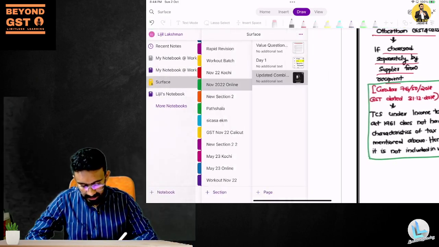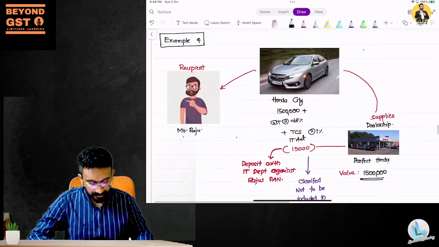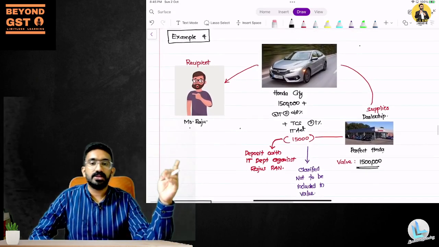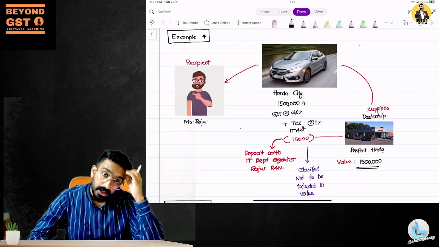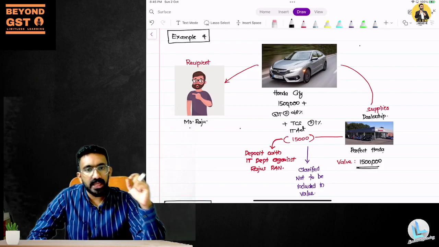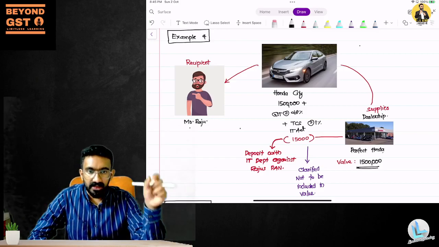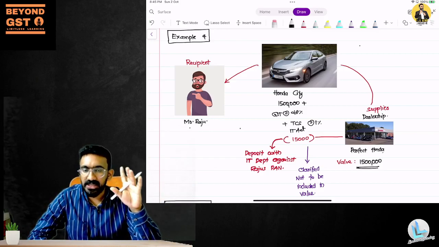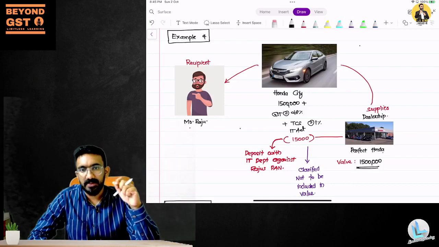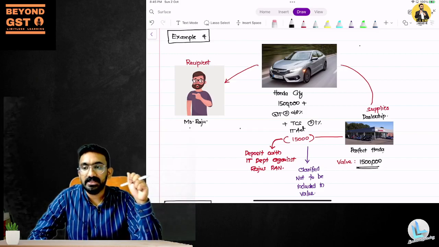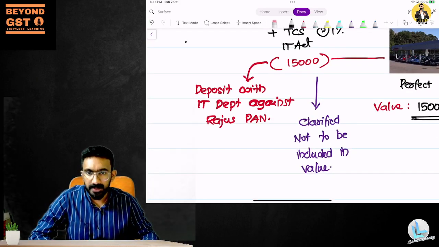If you look at that as an example, I'll give you a quick recap on how it works. Say Mr. Raju is purchasing Honda City from Perfect Honda. Now Honda City value is 15 lakhs. Any car you purchase which has value above 10 lakh, the dealer Perfect Honda is supposed to collect 1% additional tax collected at source, income tax TCS, and deposit with the IT department against the PAN of Raju. So I have written here that 15,000 is deposited with IT department against Raju's PAN.